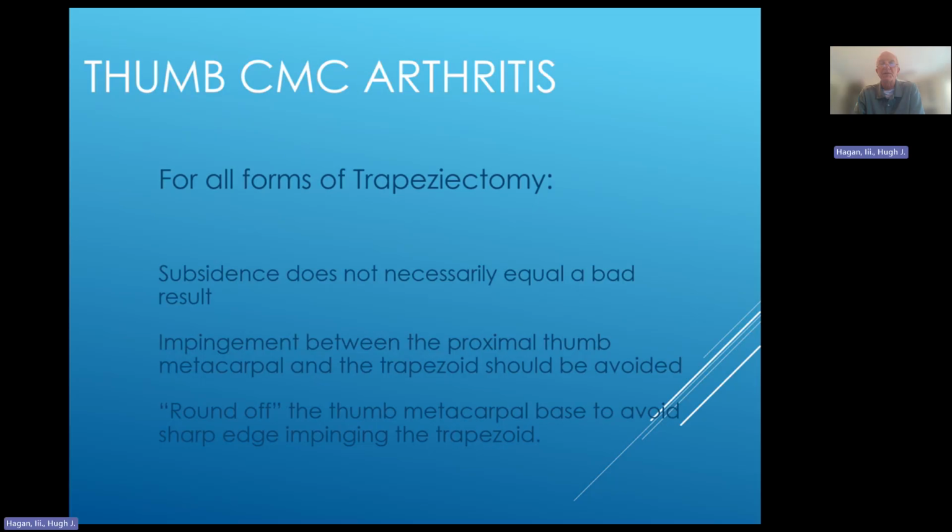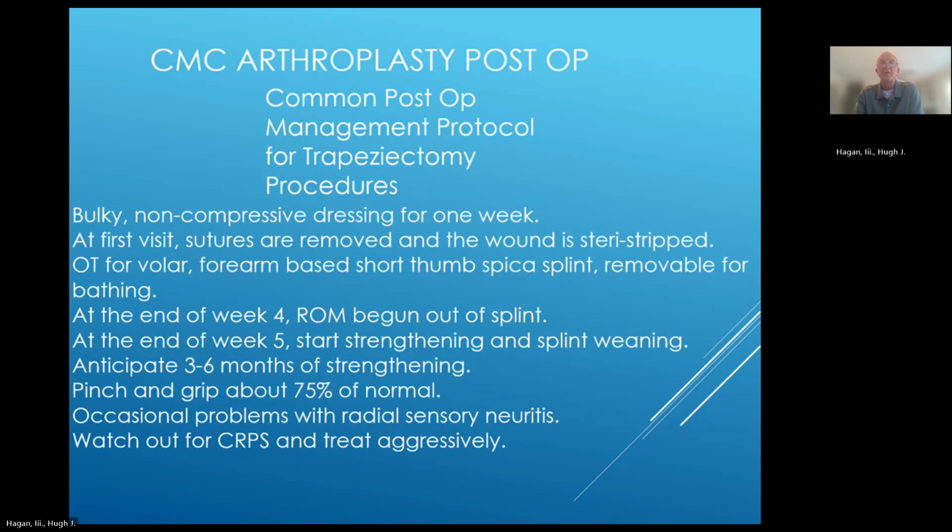So for all forms of trapeziectomy, subsidence doesn't necessarily mean a bad result, but impingement between the proximal metacarpal and the trapezoid should and can be avoided by rounding off the base of the metacarpal. So common post-op recommendations include a bulky compressive dressing for a week. At the first visit, you can take your sutures out, put steri-strips on the wound.